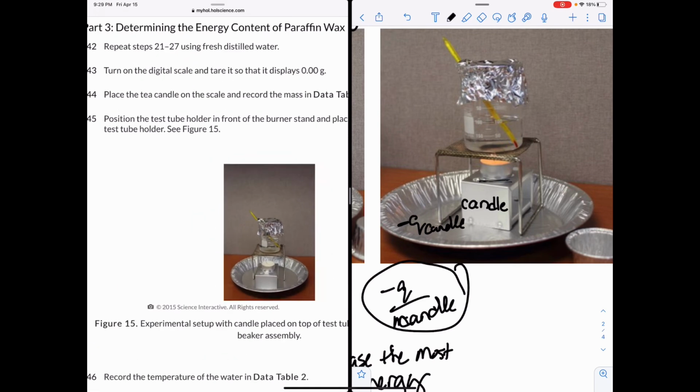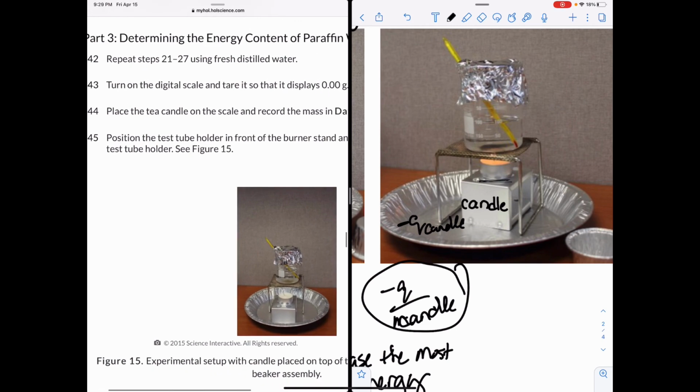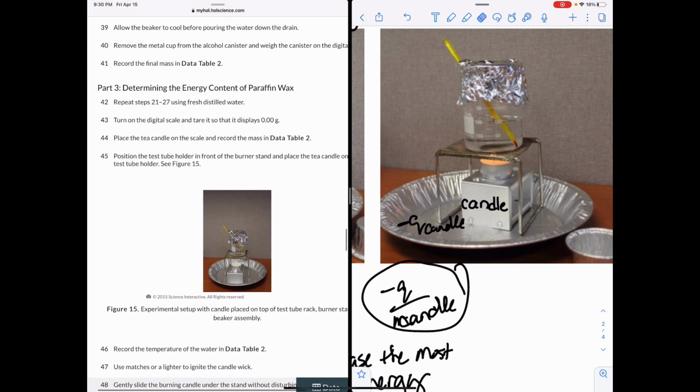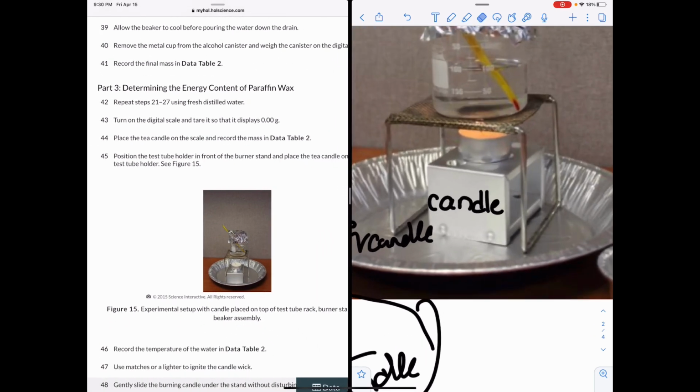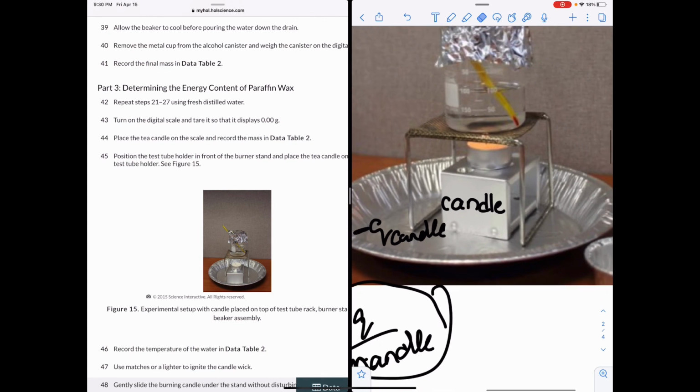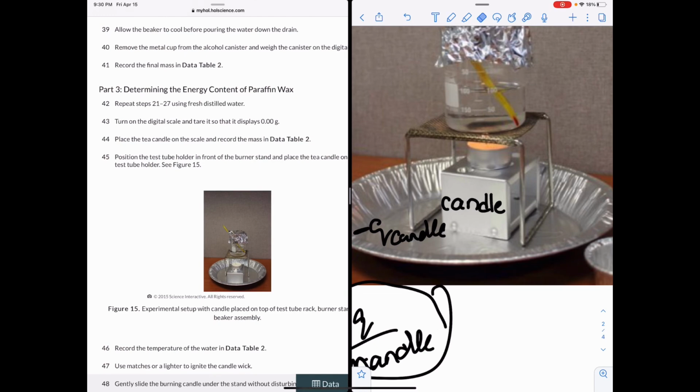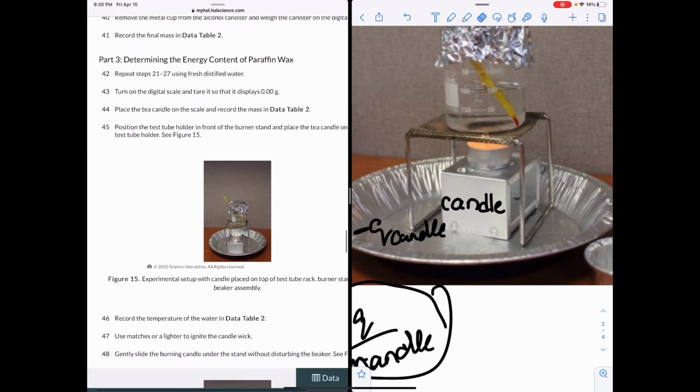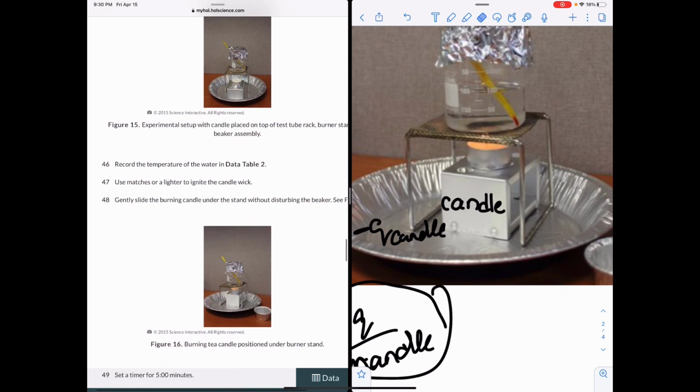So you are going to place your tea candle on the scale, and you are going to record the mass of your little tea candle. Again, that's the paraffin. And this, they're using that test tube holder to help get it closer to the beaker. And so you're going to have that ready. You can use the match. You don't have to move this one as much, but I think it's easier to light it still if you have it slid out and you light it and then you light it back in.